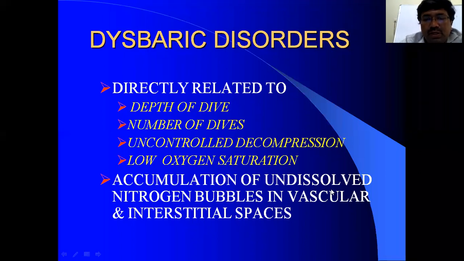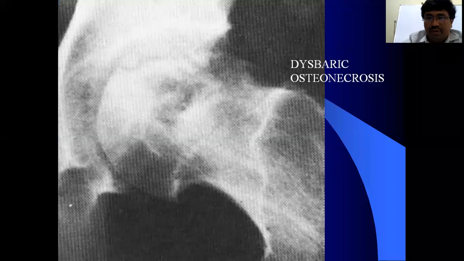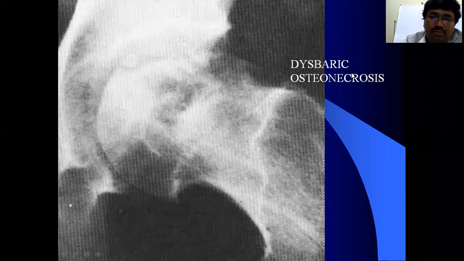What happens is there's an accumulation of undissolved nitrogen bubbles in the vascular and interstitial spaces. The nitrogen comes out of the blood and does not get dissolved, so it will cause a physical barrier for oxygen transport. Okay, so this is dysbaric osteonecrosis. See, there is damage to the femoral head. This is the femoral head, and you'll see the damage.